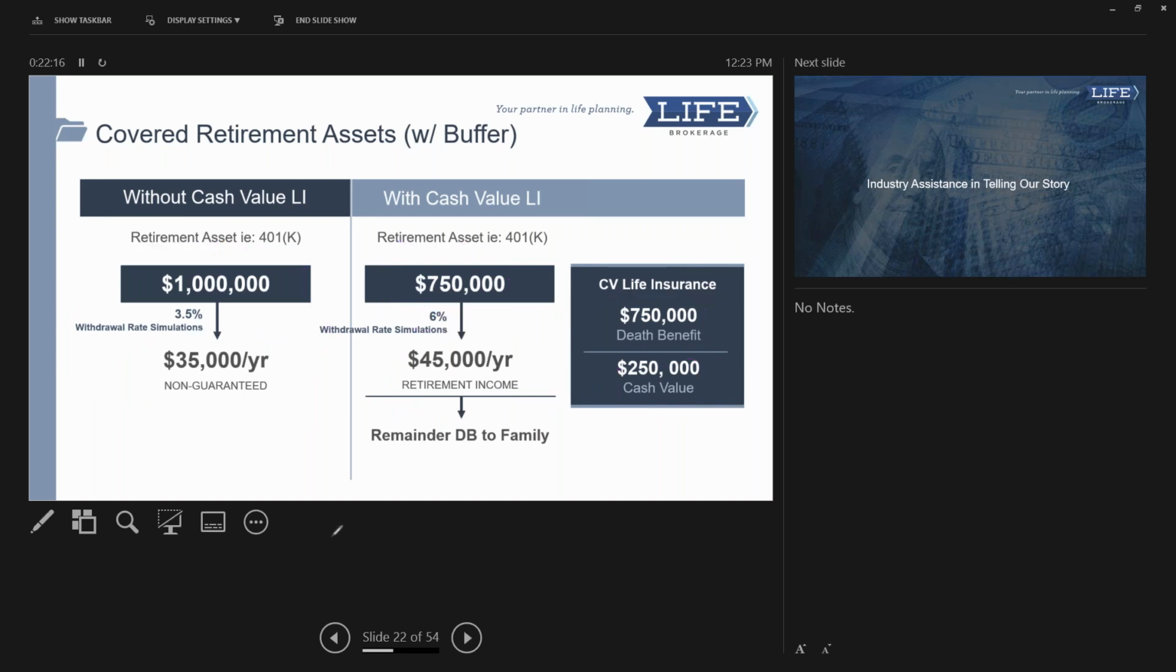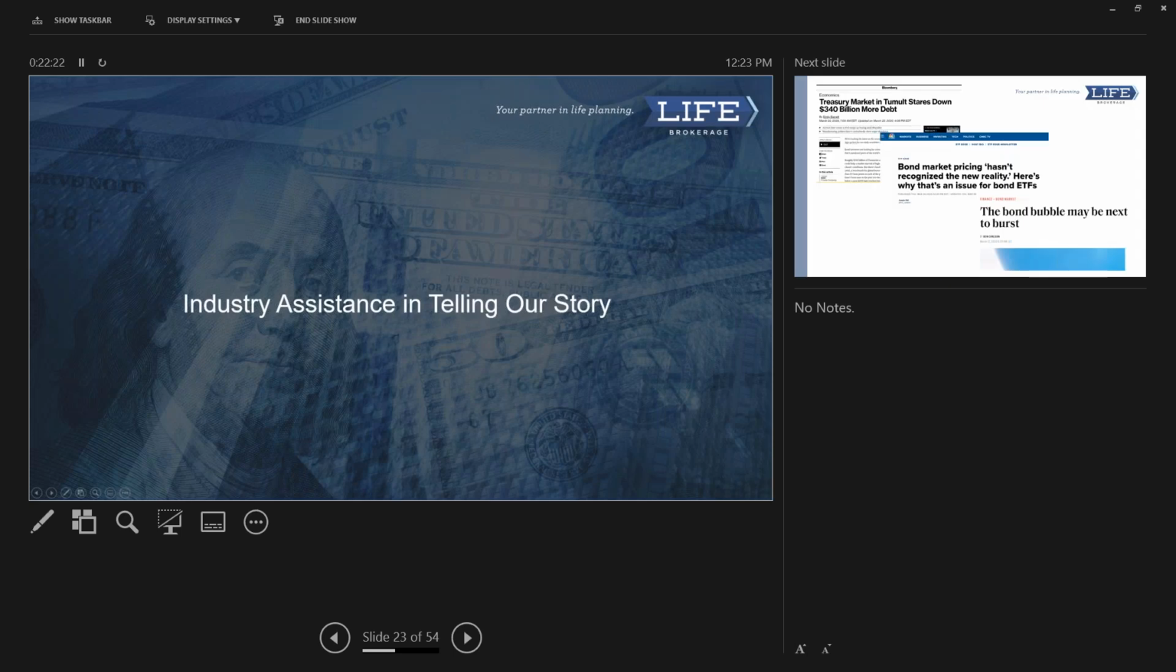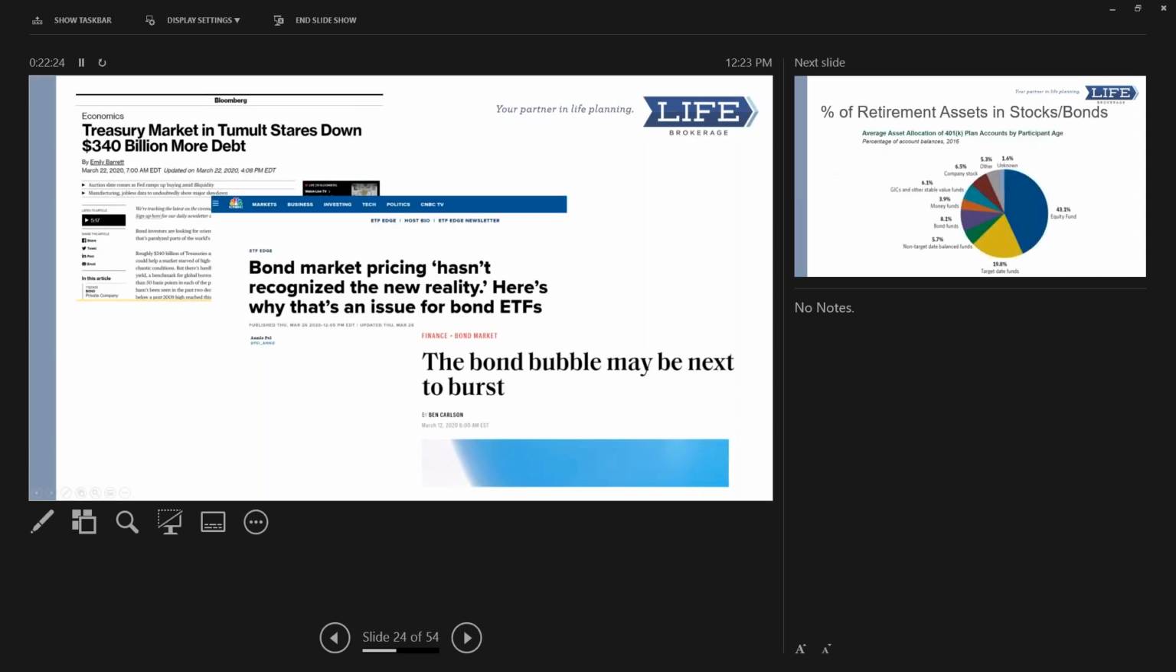To keep it moving here, we're approaching 12:30. A couple more pieces.